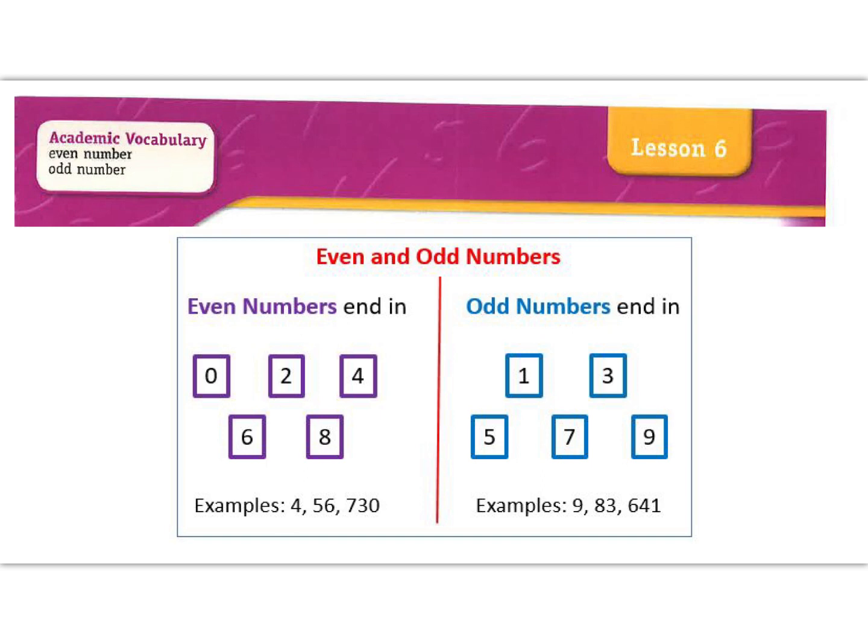Odd numbers end in 1, 3, 5, 7, or 9. So examples are 9, 83, 641, because if you look at their ones place, the numbers are either a 1, 3, 5, 7, or 9, which makes it odd.